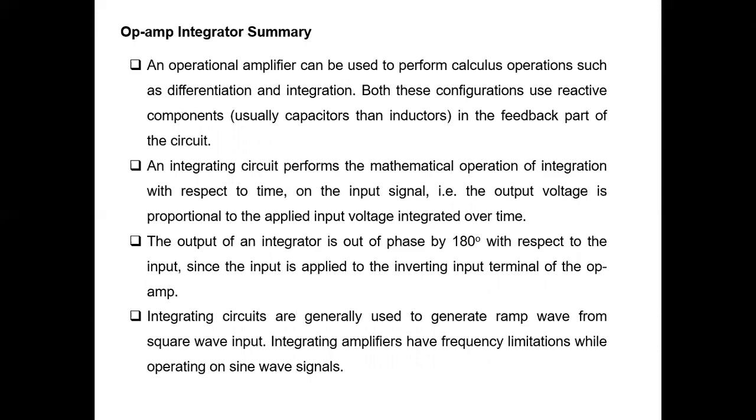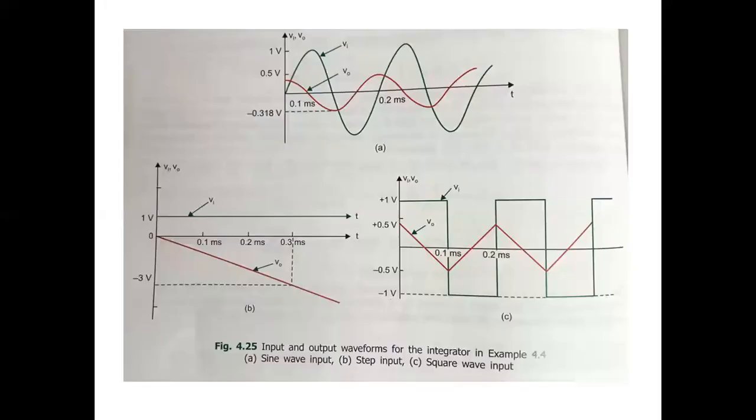So this is the summary of the integrator. Okay, this is our basic input and output of the signal. Here we are giving three input signals. One is a sine wave. If integrating, the output would be minus cos, but since it is an inverting amplifier, it will be a plus cos in the output. So that is the output signal.